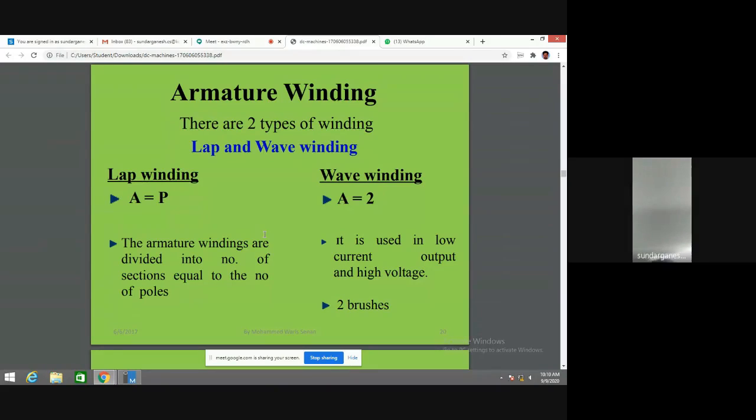Next one is wave winding. Here the number of parallel paths is fixed, only 2, A equal to 2. This type of winding is used only for low current output. If you want low current output, you have to use wave winding, and a high voltage is also produced. In wave winding you require 2 brushes also.